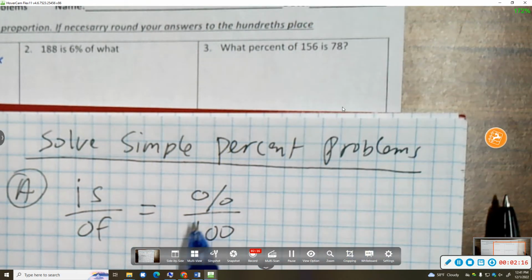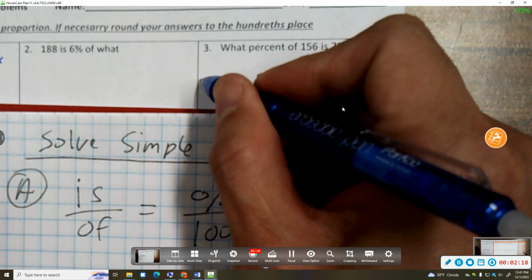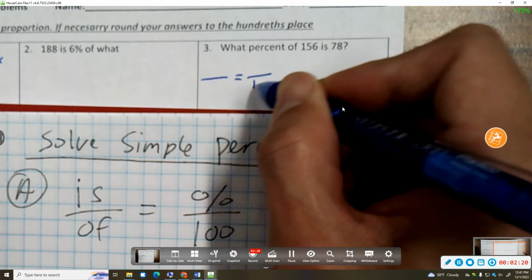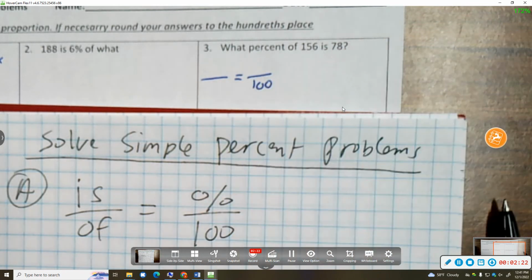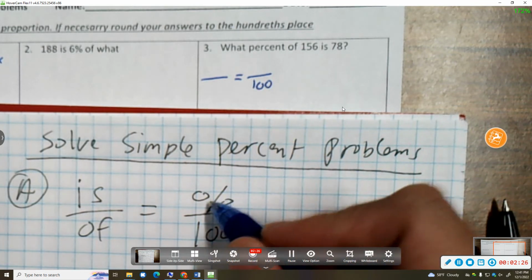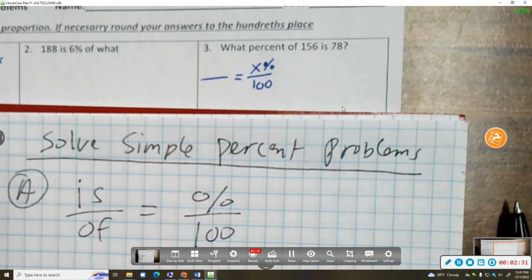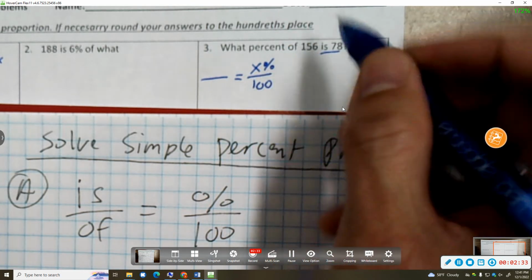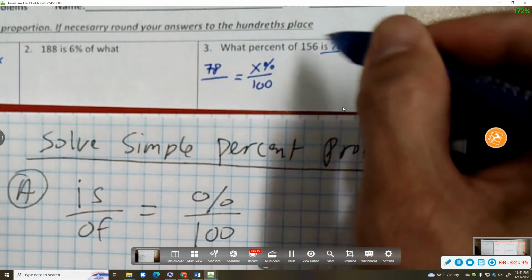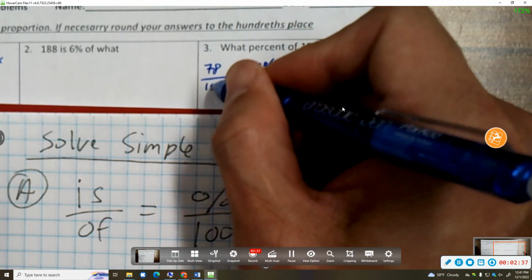So again, you want to write your proportion and put the 100 first. They did not give you a percent. So it's what percent? So that becomes an x. But they did give you the is and the of. The is is 78, and the of is 156.